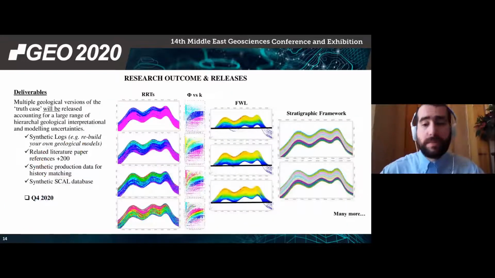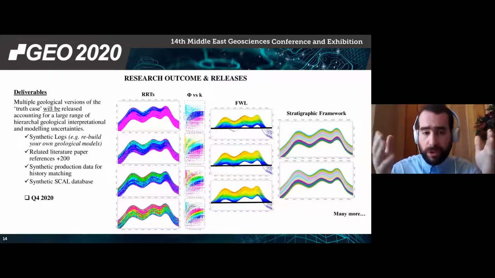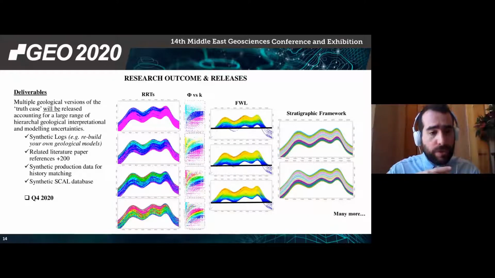optimization studies. So I'm running out of time here. This is my last slide. Just to conclude, I'll touch upon the model releases and outcome again, which was the deliverables: multiple geological versions of the truth case will be released, accounting for a large range of hierarchical, geological, interpretational, and modeling uncertainties. The logs that I used to construct the reservoir will be part of the release data, so you can go ahead and rebuild your own geological models if you wish to do so.